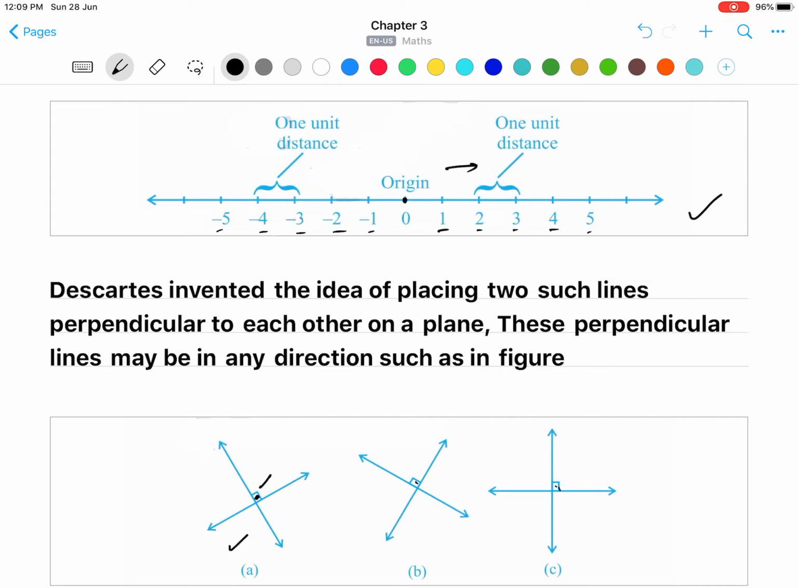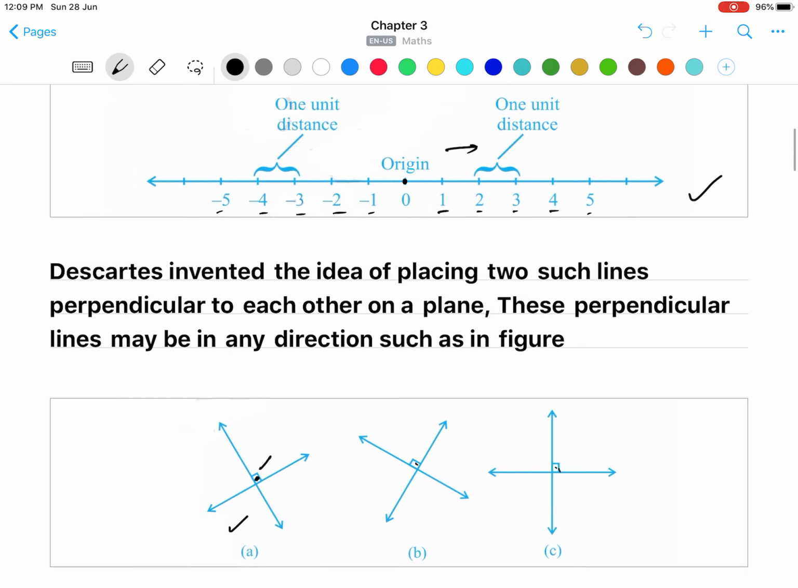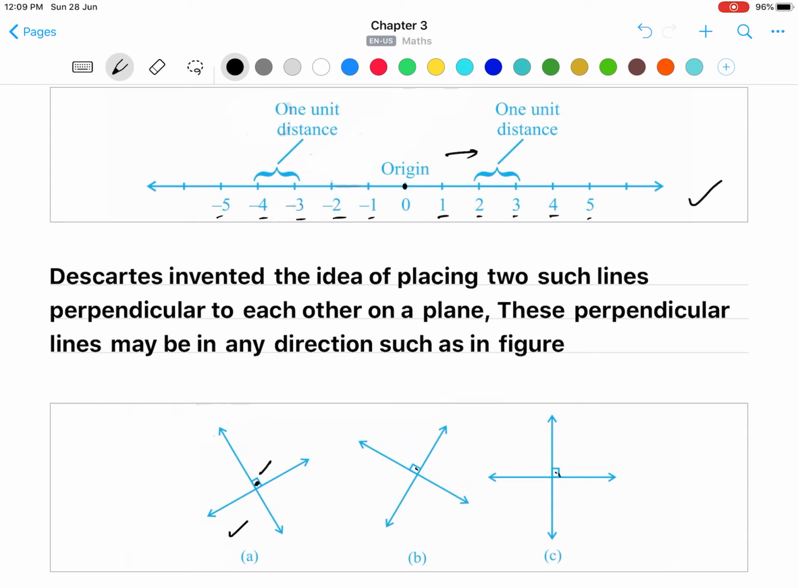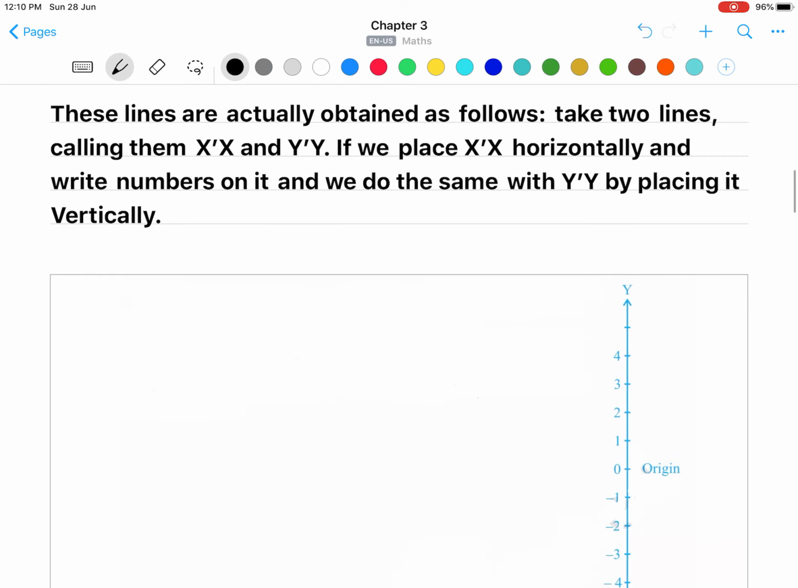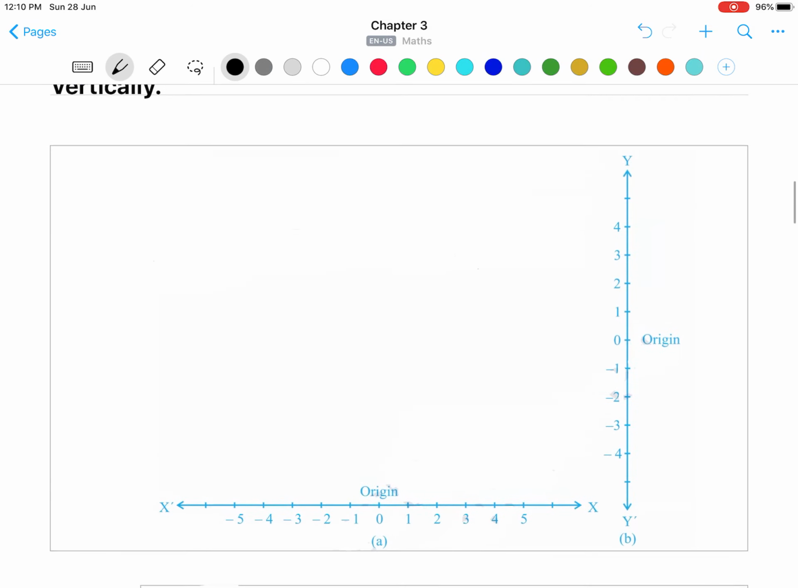These perpendicular lines may be in any direction such as given in the figure. So you can place these axes in any direction, but they have to be perpendicular to each other. Then these lines are actually obtained as follows. We have these two lines. This is the number line which is named x and x dash. This is another number line which is named y and y dash.